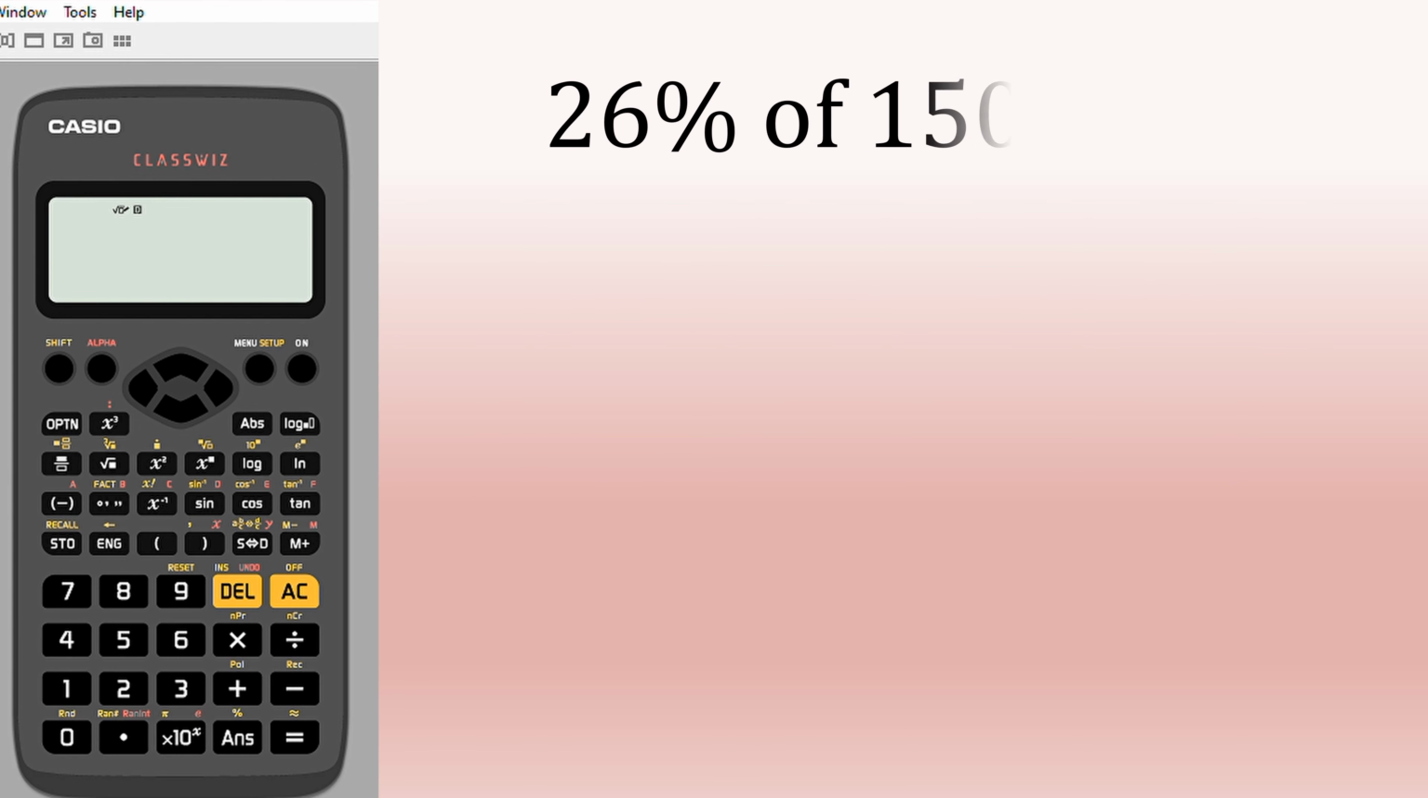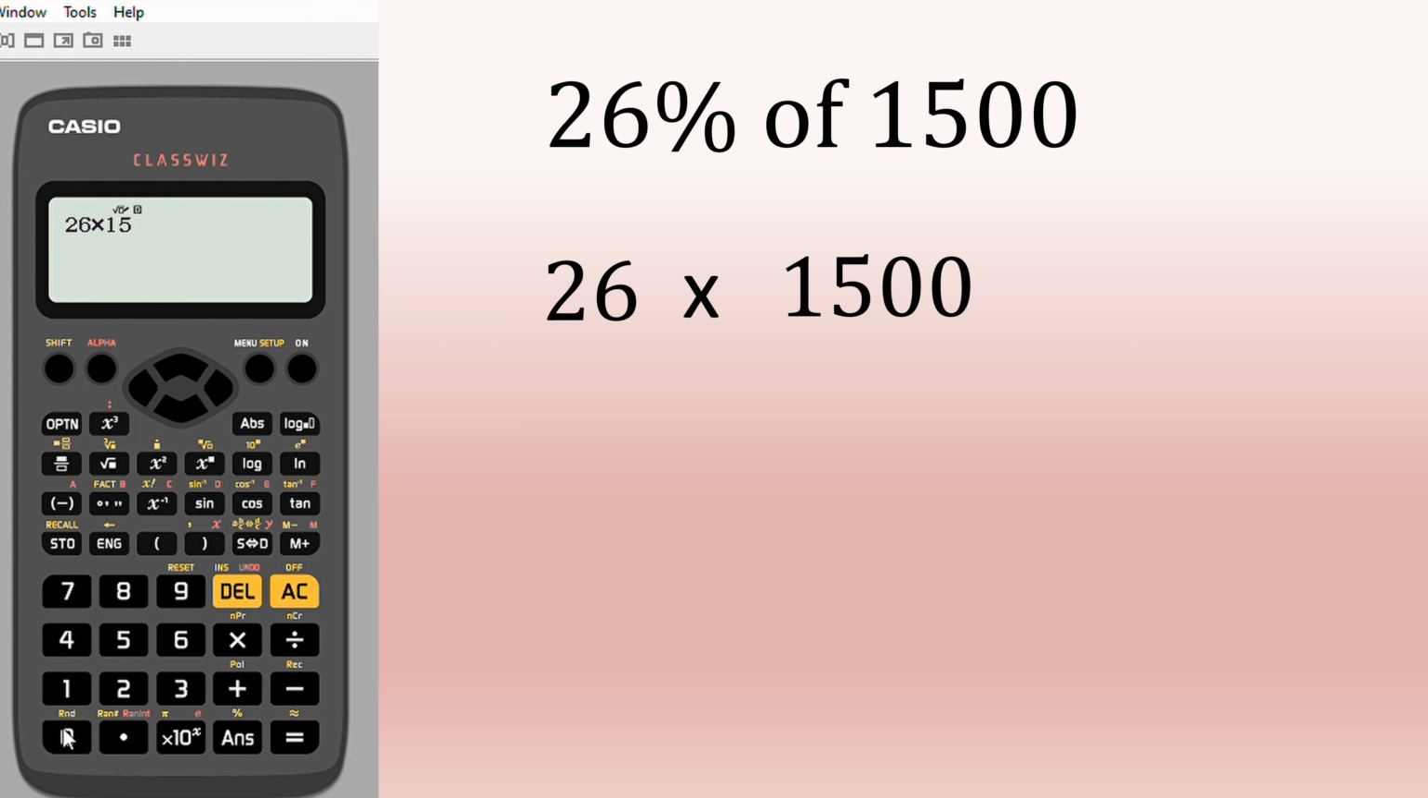Now 26% of 1,500. So pop in 26 times 1,500 and then press shift and percent, equals 390.